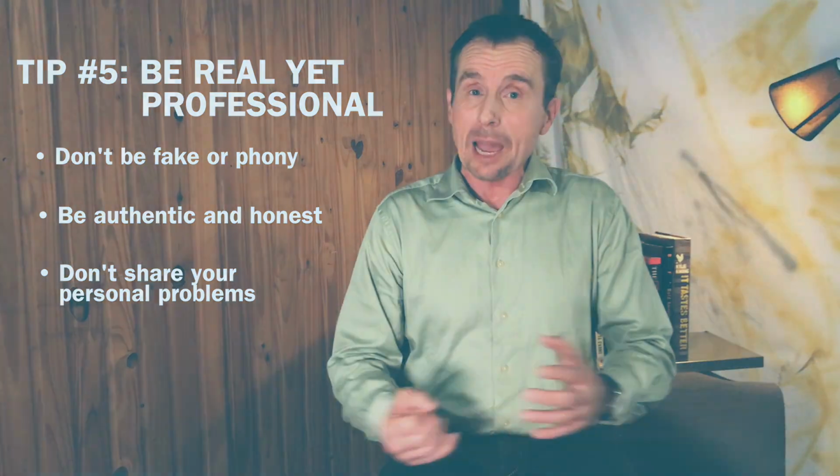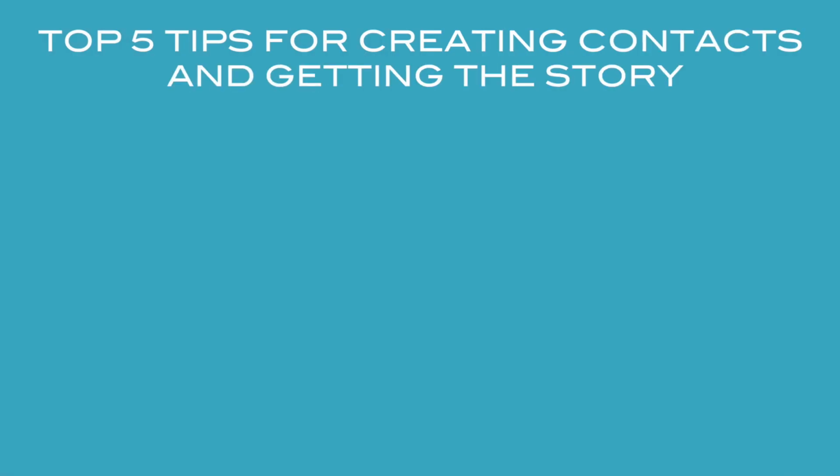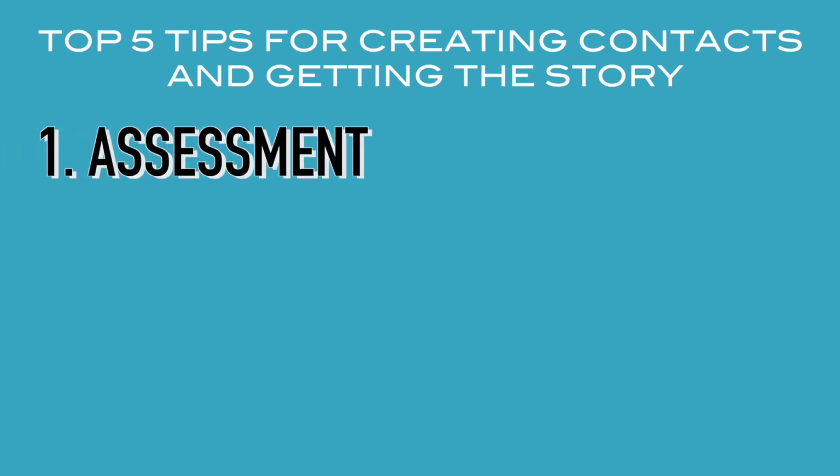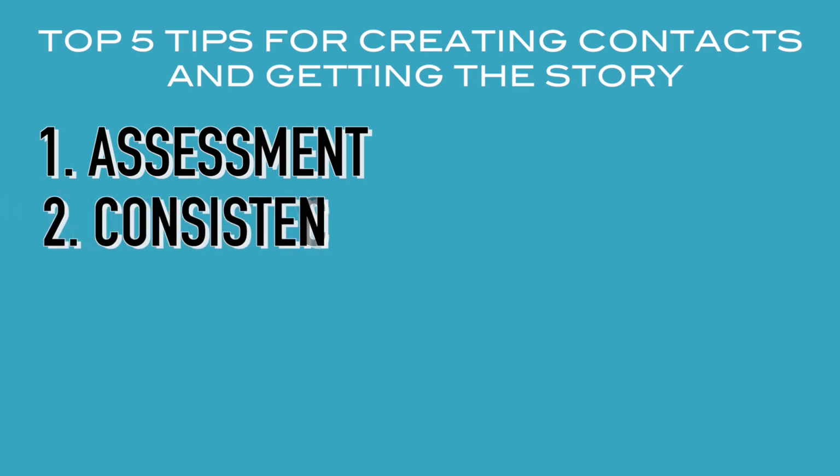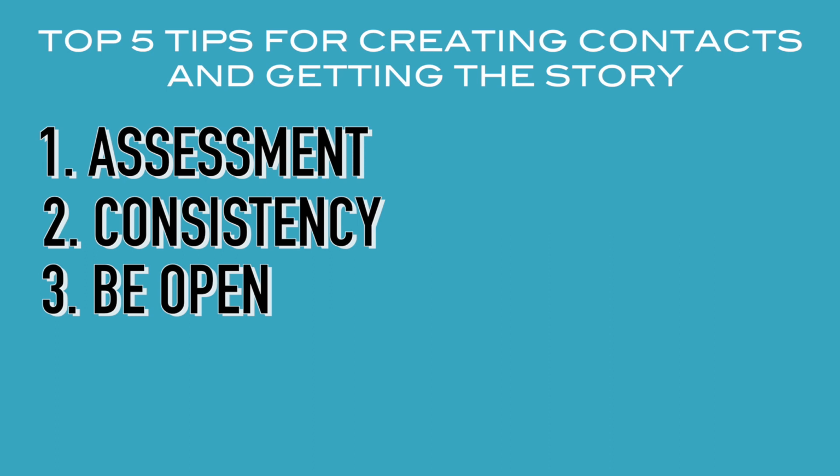So just to recap my top 5 tips for curating contacts and getting the story. Tip number 1 is assessment. Assess what's needed when it comes to your contact book. Tip number 2 is consistency. Set a way of communicating with your contact and make sure you follow up. Don't have these big gaps of months and years and then people are saying, who are you? Also, be open for a big story to come out and not just thinking that nothing's always happening.